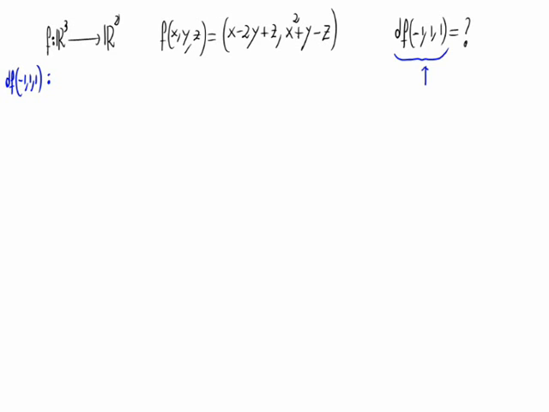which is defined from R cubed to R squared. Analyzing f, we can see that f is a function with two coordinates, f sub 1 of x, y, z and f sub 2 of x, y, z.